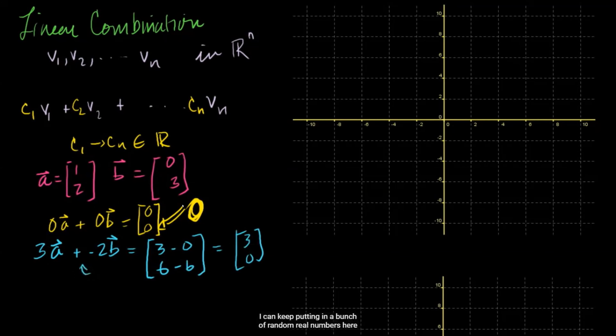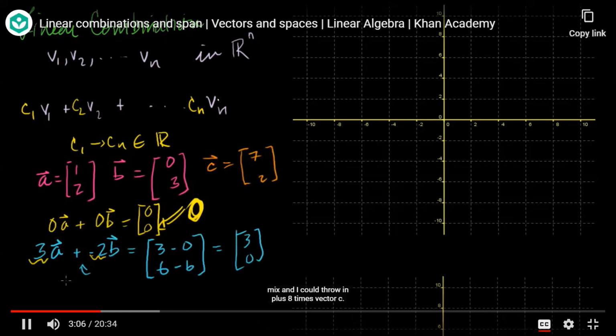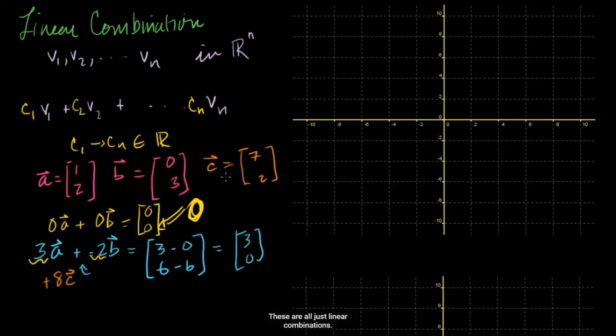I could keep putting in a bunch of random real numbers here and here, and I'll just get a bunch of different linear combinations of my vectors A and B. If I had a third vector here, if I had a vector C, and maybe that was just 7, 2. These are all linear combinations.